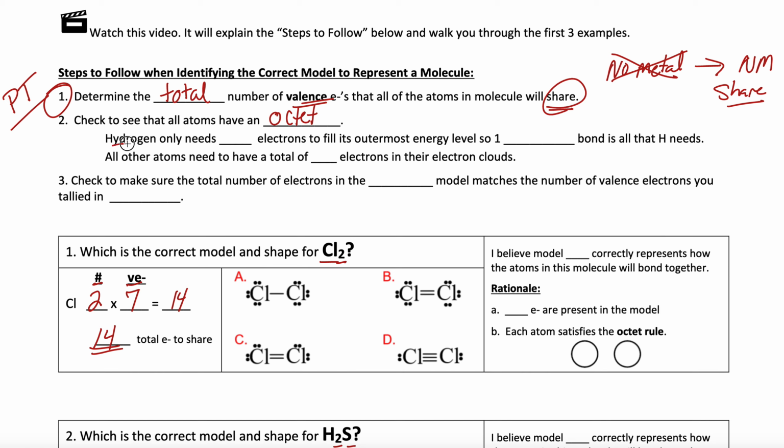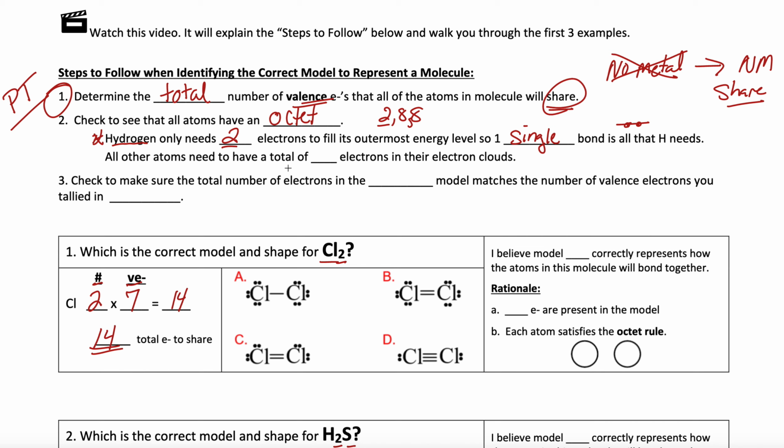Now, if you're hydrogen, you only need 2. That's an exception. That's your version of an octet. If you're hydrogen, you're happy with 2, because remember that 2-8-8 business? That first energy level can only hold 2, and hydrogen only needs that first energy level filled. So hydrogen needs 2. So single bonds, remember, single bonds are 2 electrons. Remember, it's a pair of electrons zipping back and forth. So that's good enough for hydrogen.